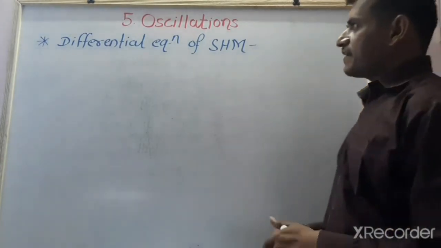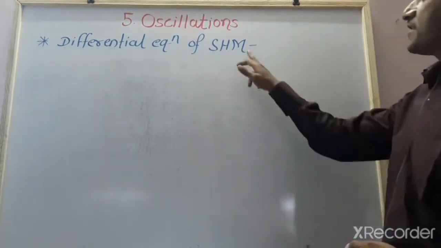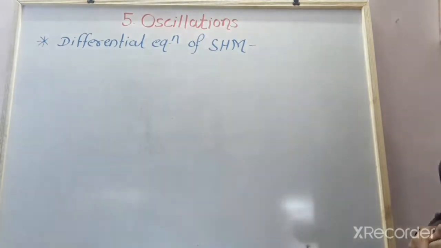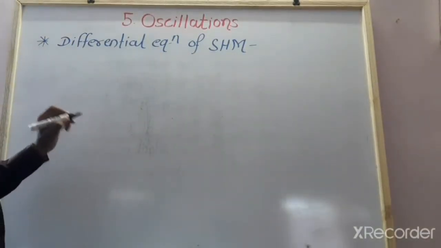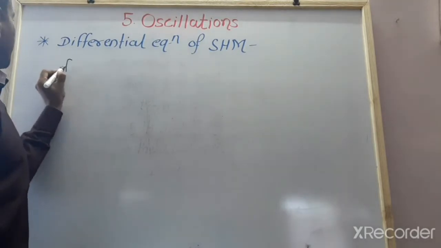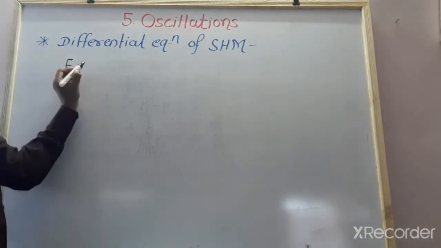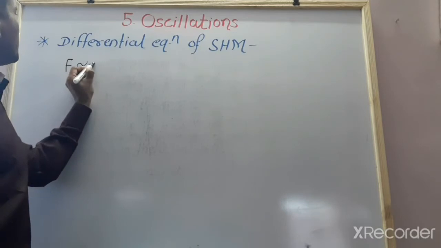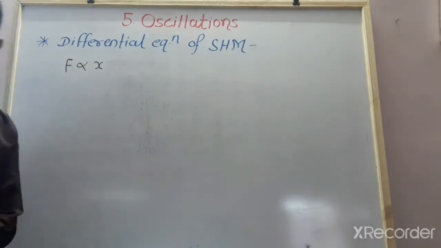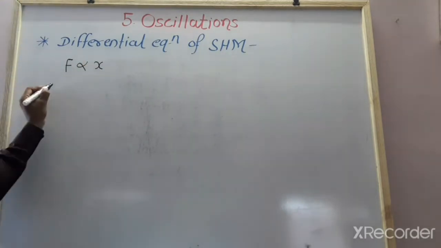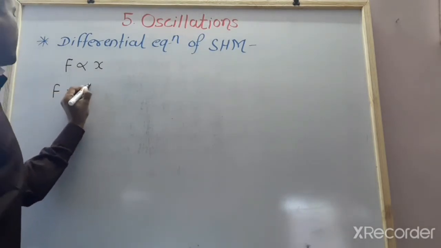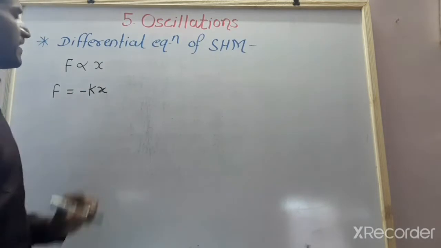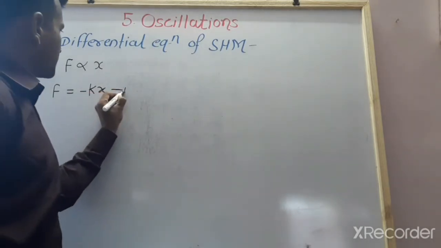Okay, the next article is the differential equation of simple harmonic motion. Now we discuss the relation of the restoring force. This restoring force is directly proportional to the displacement from its mean position. Or we can write the force is equal to minus k into x. Call this equation number 1.